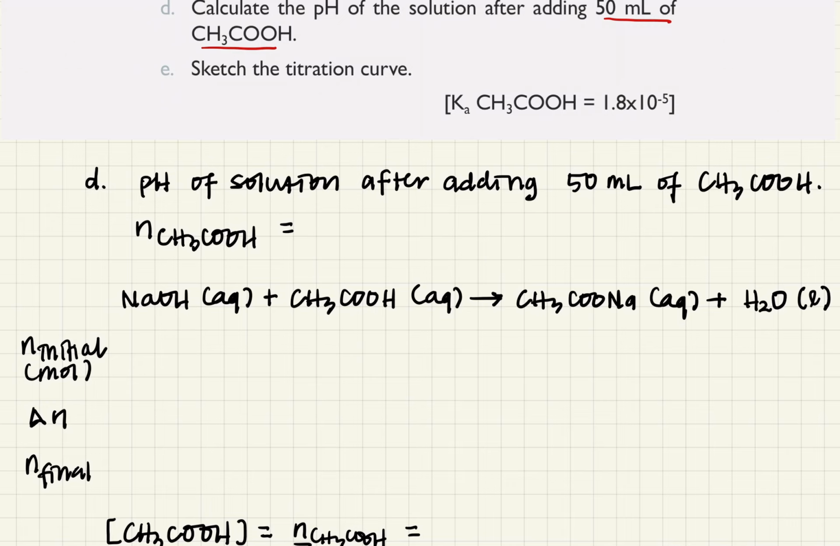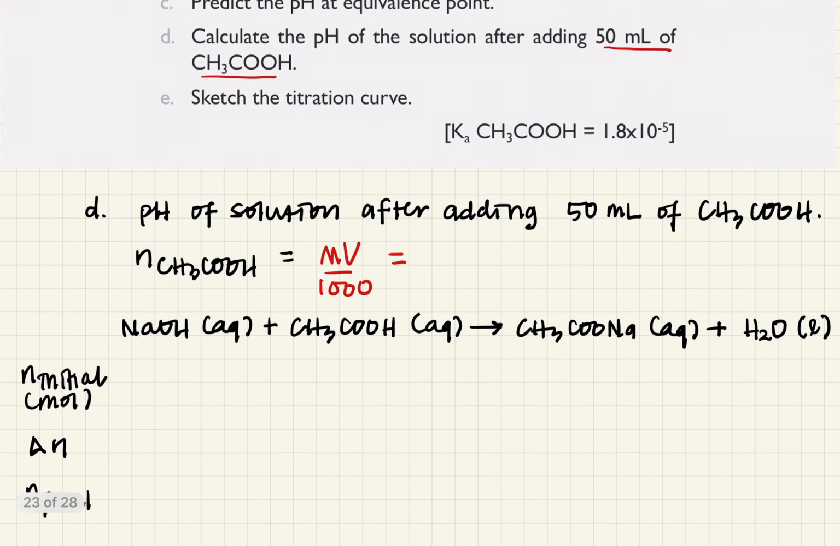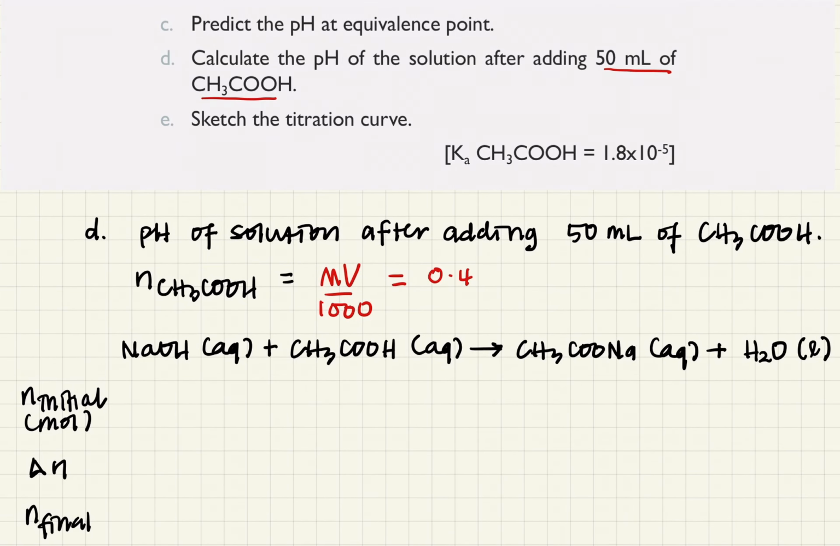So, your number of moles will be, we will use the formula MV over 1000. So your molarity for acetic acid is 0.4 with 50 mils. Your volume 1000, and you will get 0.02 mole of acetic acid. Okay, so just plug in your value.